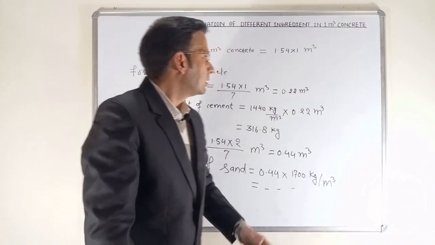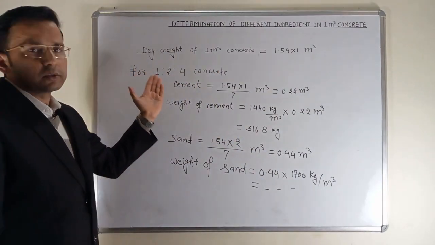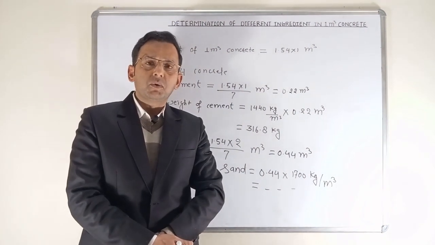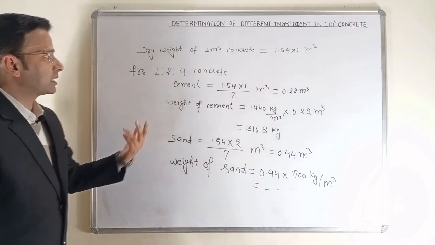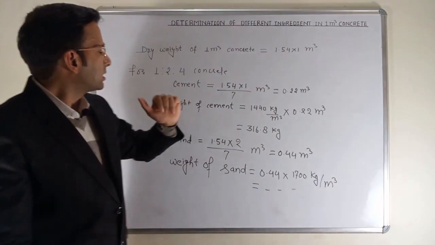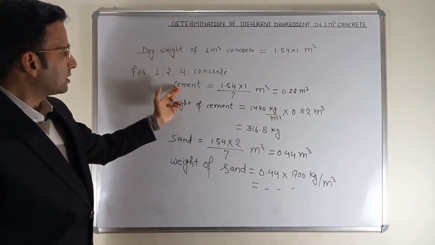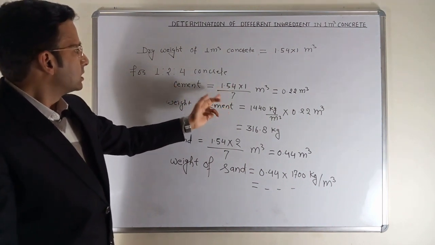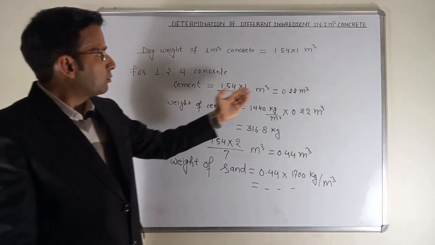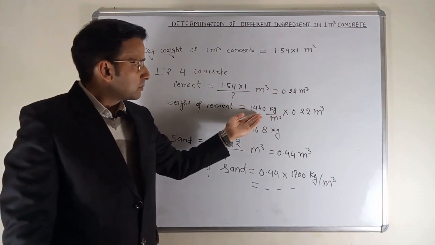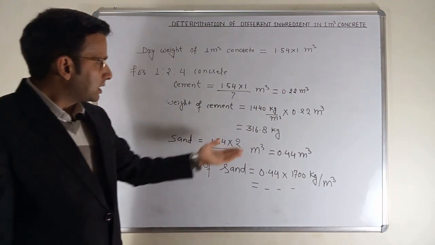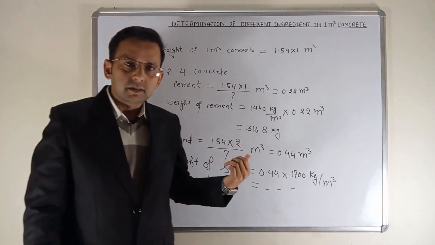This is the way most YouTubers make videos to determine the amount of cement, sand and coarse aggregate. So I explain their method. Dry weight for 1 meter cube concrete is 1.54 times 1 meter cube. For 1:2:4 concrete, cement is equal to 1.54 into 1 upon 7, where 7 is 4 plus 2 plus 1, meter cube. If we multiply the volume of the cement by the density of cement, we get the weight of the cement, and similarly we get the weight of the sand in the same fashion. Is it right?